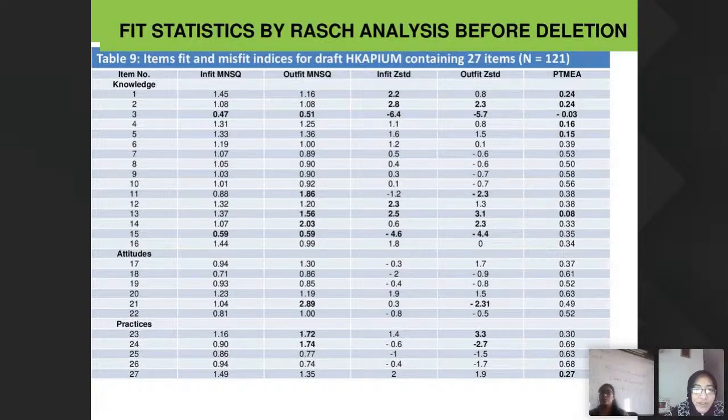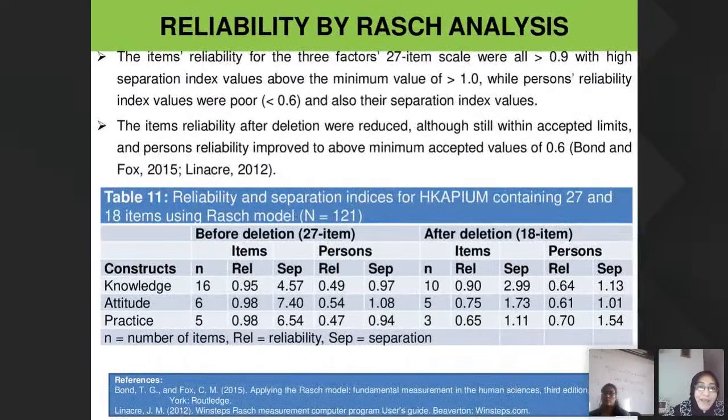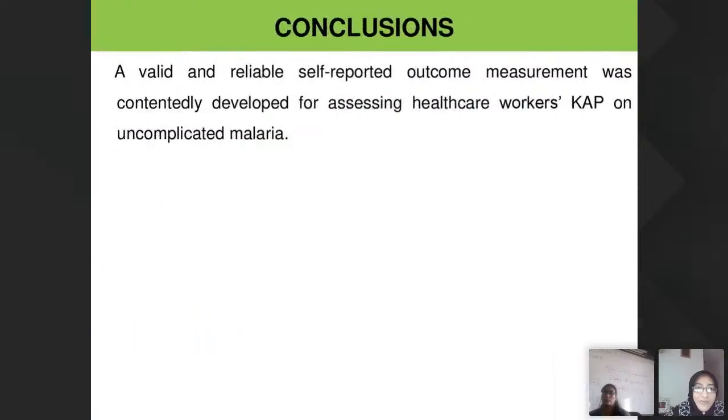These are all the results for the 27 items. We looked into the results of both CTT and IRT, as I mentioned before. When we deleted the items, it happened that the same items that gave issues under CTT also gave issues when we ran the Rasch analysis. So by using both methods, we removed the 9 items from the 27, making a total of 18. These are the reliability results by Rasch analysis before and after the deletion, and we can see the improvement.